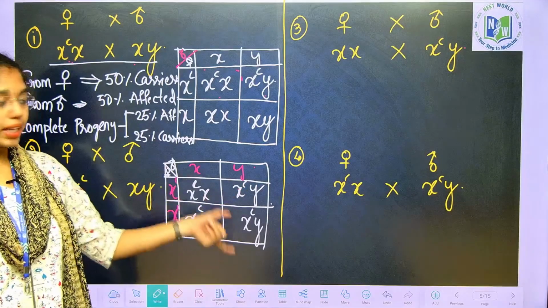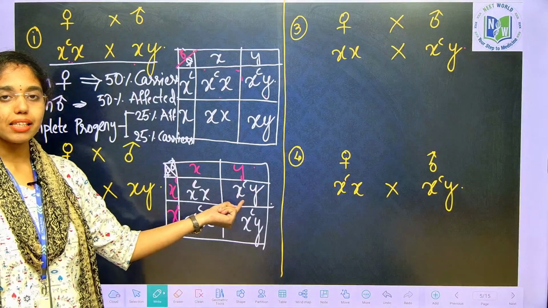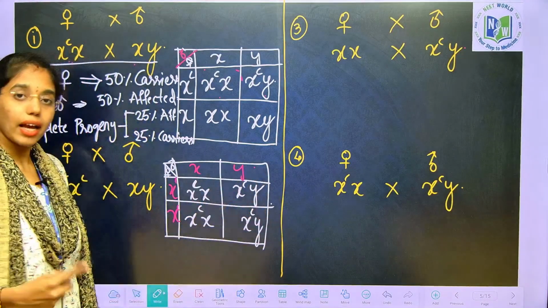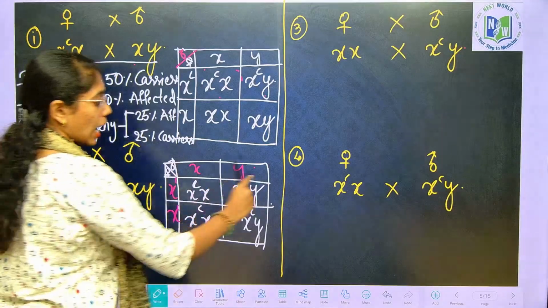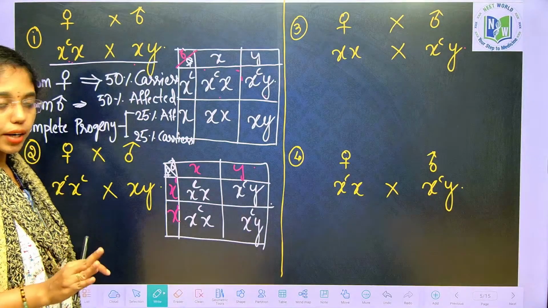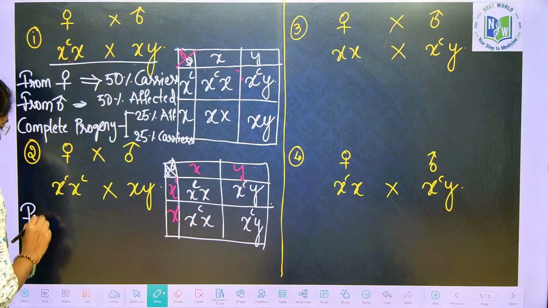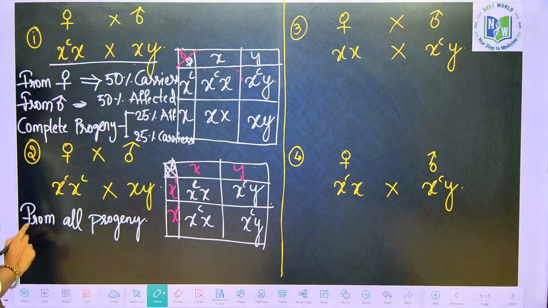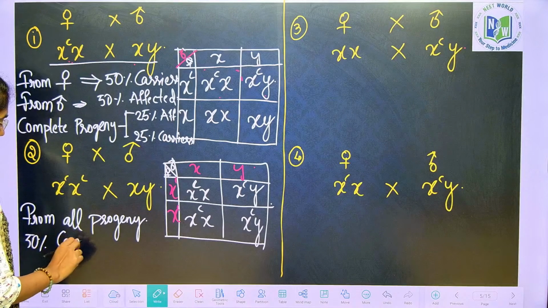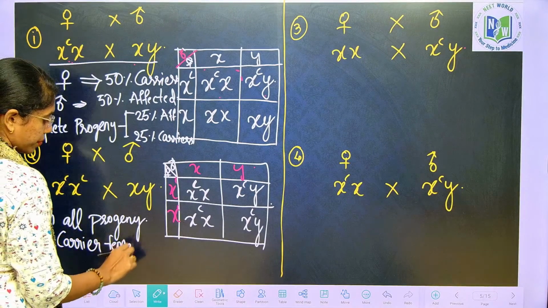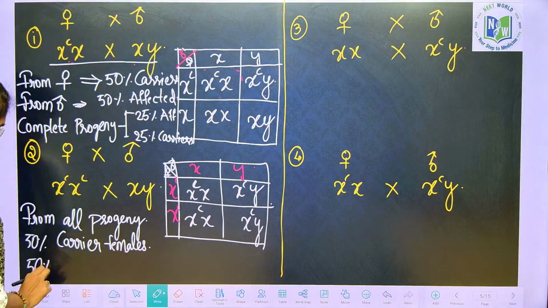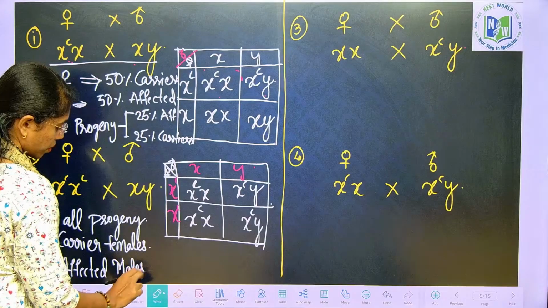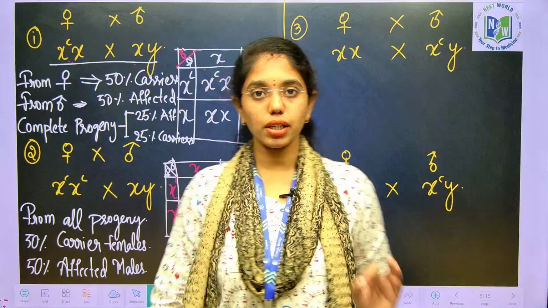Okay, an affected female will give rise to affected males, because if the X chromosome in the male is affected, then they are affected. So, from the entire offspring, 50% are affected, and if the question is only about male progeny, 100% of male progeny are affected. Got it, right? So, from all progeny, 50% are carrier females and 50% are affected males.